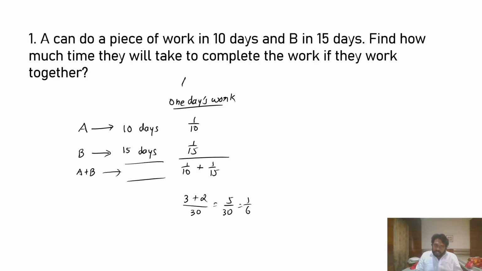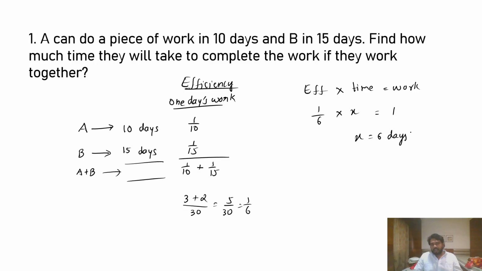If you take one day, work is nothing but the efficiency. Just now I told efficiency multiplied by time is nothing but work. So per day 1/6 of the work you will do, for X days you are working, and the work is completed, 100% of the work completed. So equate it with 1. Then X equals 6 days. This is your first question's answer.